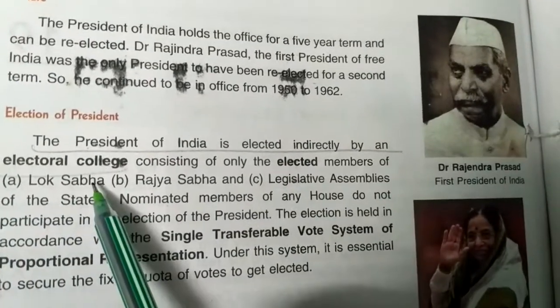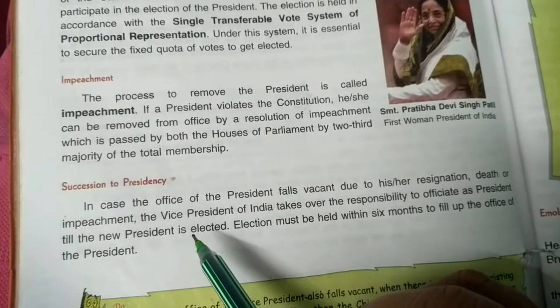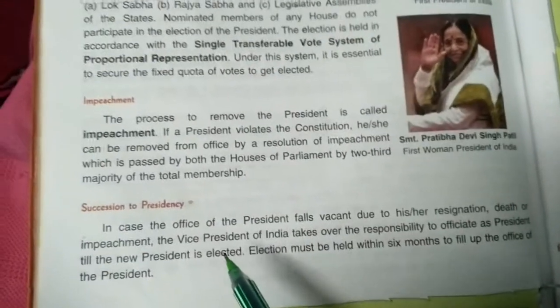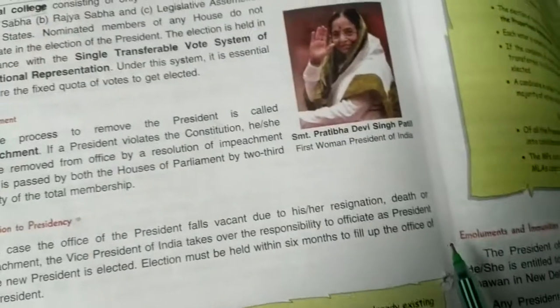Next, we have the election of the president, the impeachment, and the succession to the presidency. Then emoluments and immunities we will do in the next video.